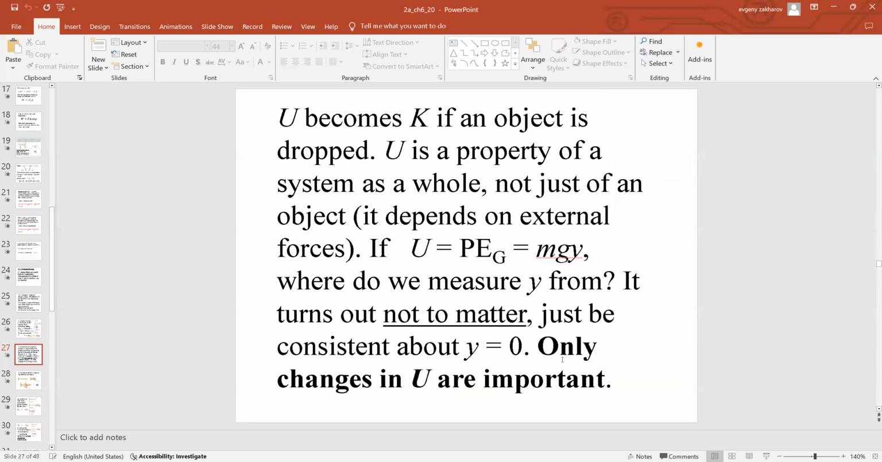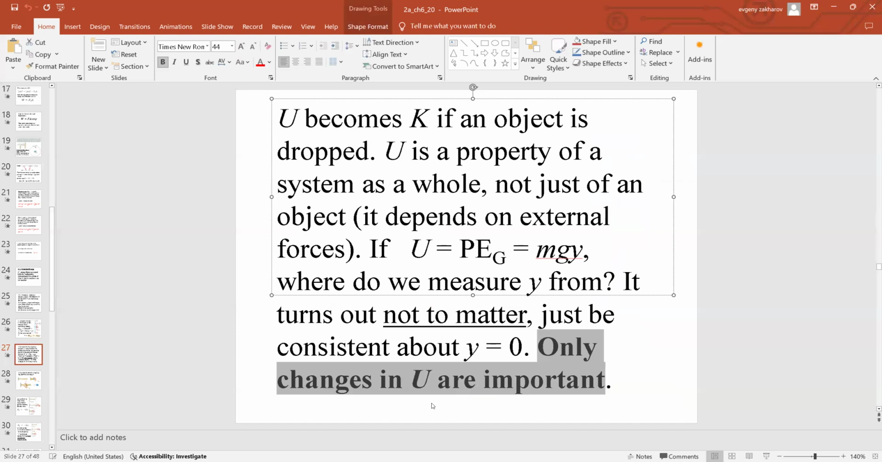So only the changes in gravitational potential energy are important. And the change is final take away initial. So if your initial is 0, then it's just the final that you really have to calculate and worry about.